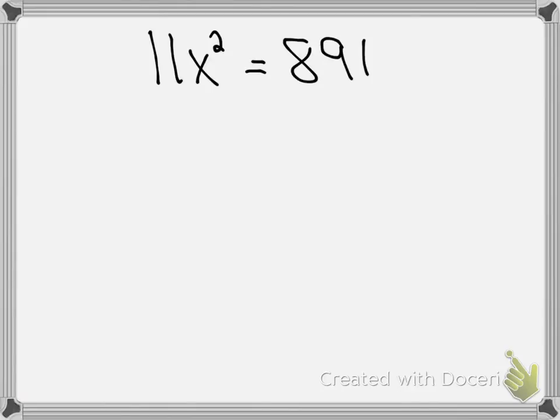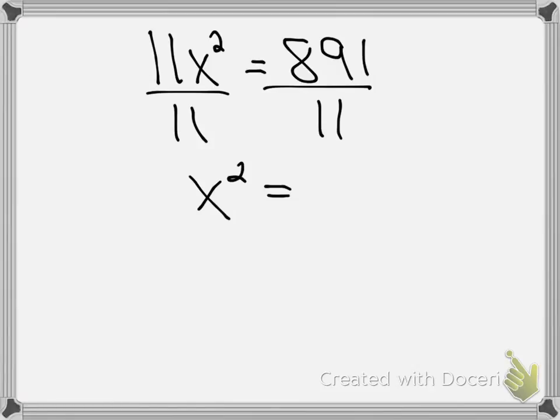All right, so now let's do this one. What if you were solving 11x squared equals 891? So what are you going to do first to both sides? You're going to divide by 11. The square root is the last thing that you want to do. First thing you want to do is divide both sides by 11. So when you divide both sides by 11, what's 891 divided by 11? 81. x squared equals 81.